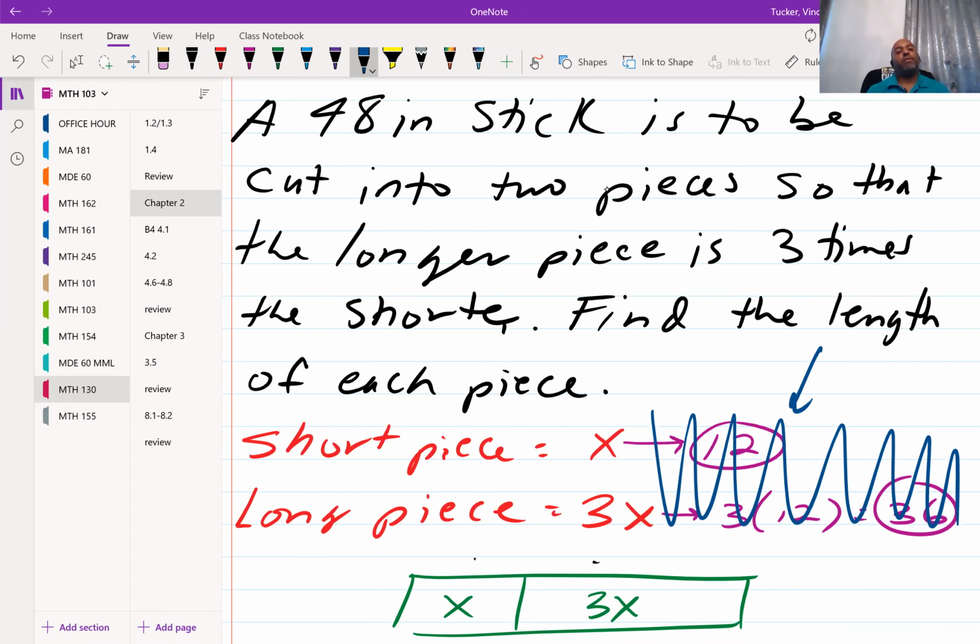All right, so once again, we have a 48-inch stick. It's to be cut into 2 pieces so that the longer piece is 3 times the shorter piece. Find the length of each piece.